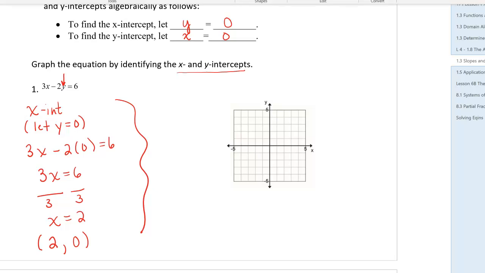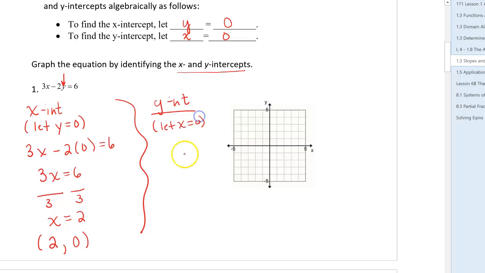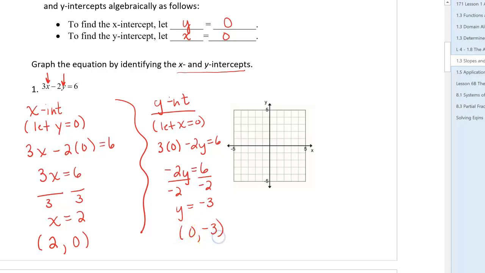To find the y-intercept, we're going to let x equal 0. So instead of x, we're going to plug in 0 here. So 3 times 0 minus 2 times y equals 6. That's going to give us negative 2y equals 6. And if we divide both sides by negative 2, that's going to give us y equals negative 3. So the y-intercept of this line is 0, negative 3.